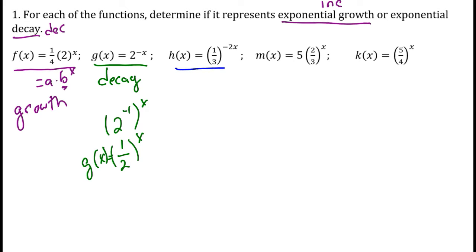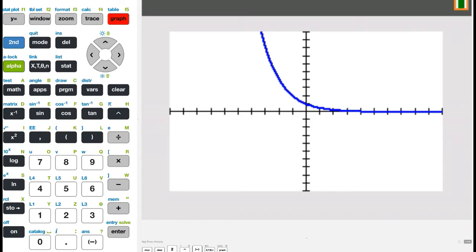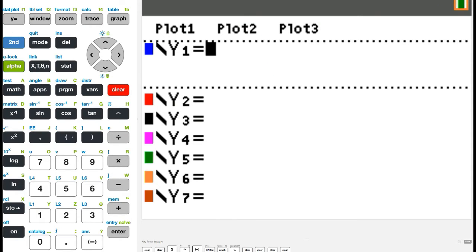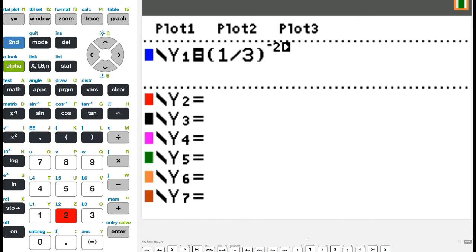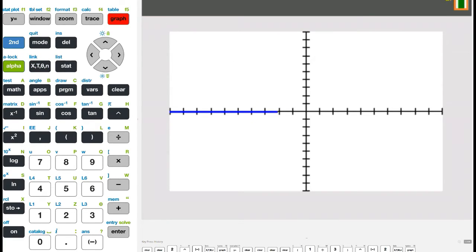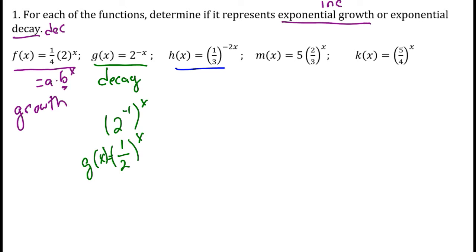h of x is equal to 1/3 to the negative 2x. So I go y equals 1/3 raised to the negative 2x. If you have a TI-83, make sure that negative 2x is in parentheses, so it's actually an exponential function. And this one is growth, and that may surprise you, but this is an exponential growth function.